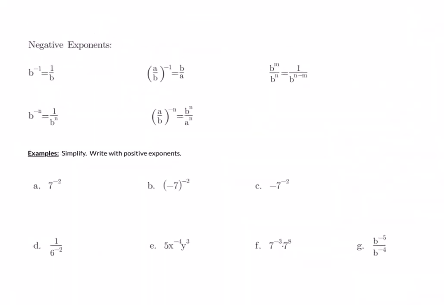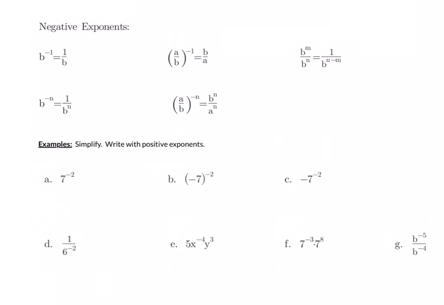All right, the last thing we want to look at is negative exponents. And there's lots of rules in terms of negative exponents. The first two that we have here are b to the negative 1 is equal to 1 over b. We also have b to the negative n is equal to 1 over b to the n.